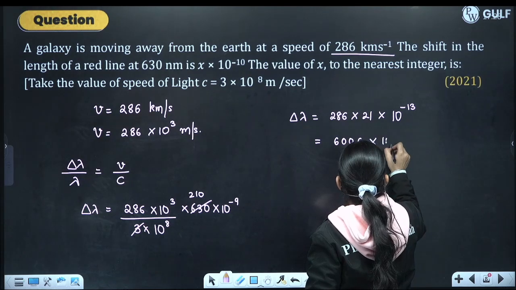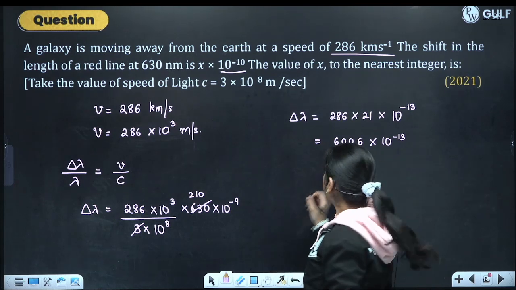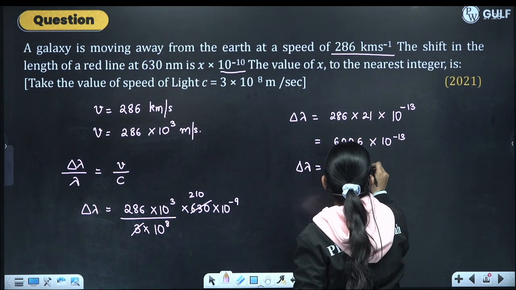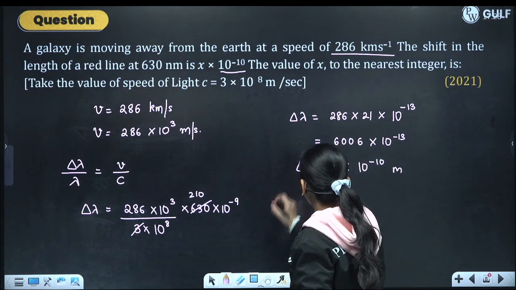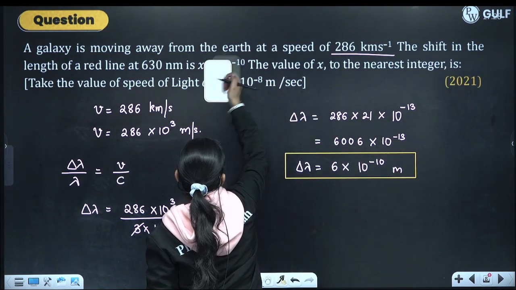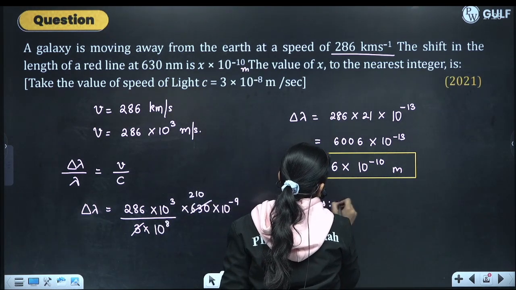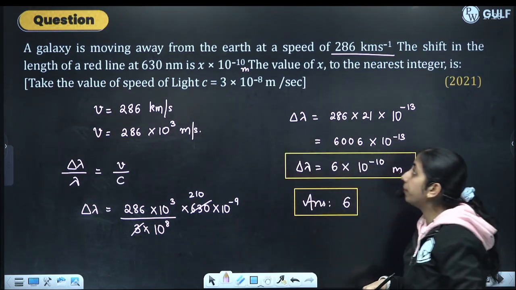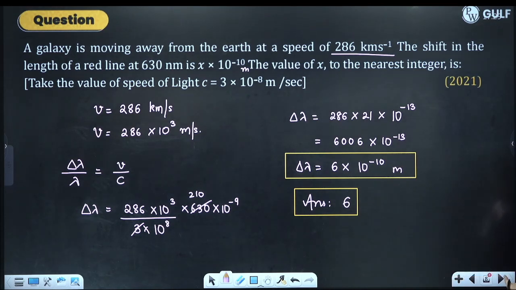We will get 6006 into 10 raised to the power minus 13. We have to express the answer as 10 raised to the power minus 10. Delta lambda will be 6 into 10 raised to the power minus 10 meters. So the answer you will report is 6, because 10 raised to the power minus 10 is already given.